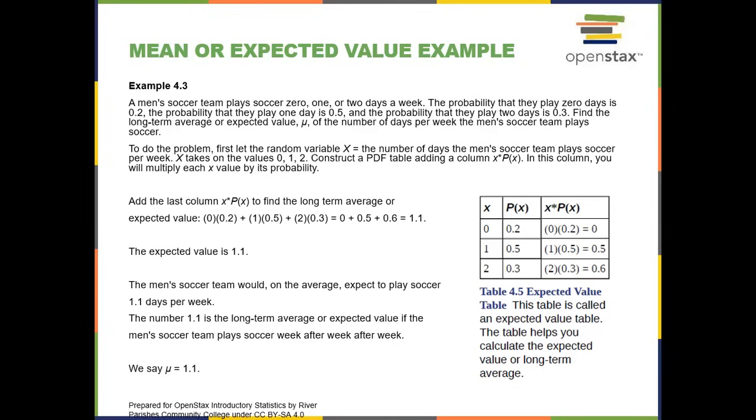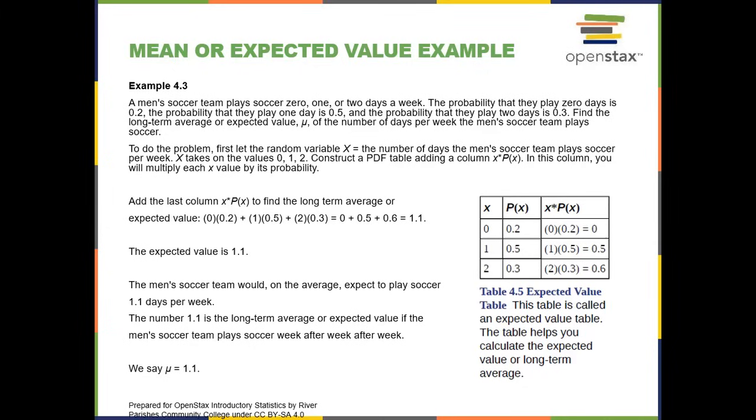What they did in this case is they multiplied each value of small x with its corresponding probability and added the products together. So the first one, 0 times 0.2 is 0. Next one is 1 times 0.5 is 0.5. Next one is 2 times 0.3 is 0.6. If you add the products together, 0 plus 0.5 is 0.5, plus 0.6 is 1.1. This is the expected value or long-term average.